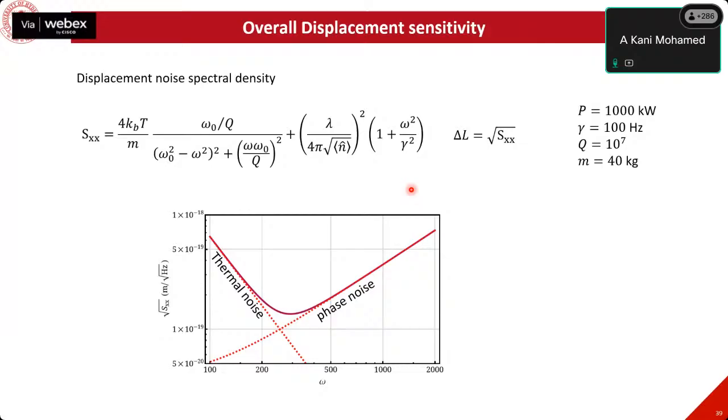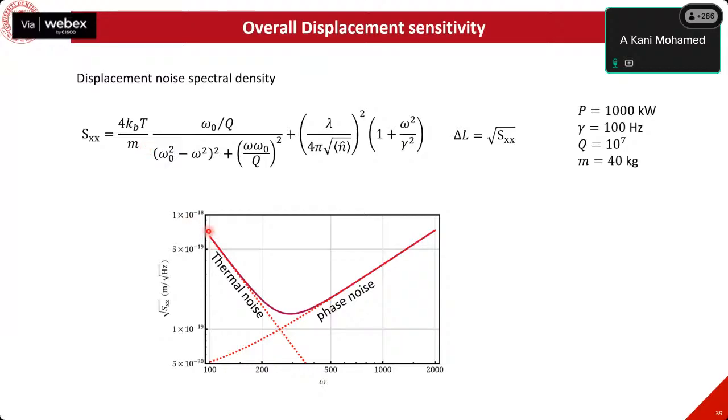So now let's try to estimate the total sensitivity, the displacement sensitivity that one can get from this interferometer. This is the total power spectrum. The first term is the thermal noise, which comes from the fluctuations of the mirror. The second is the phase fluctuations in the laser. And then this is the total power spectral density, and the total noise in the displacement can be computed just by taking the square root of S6.